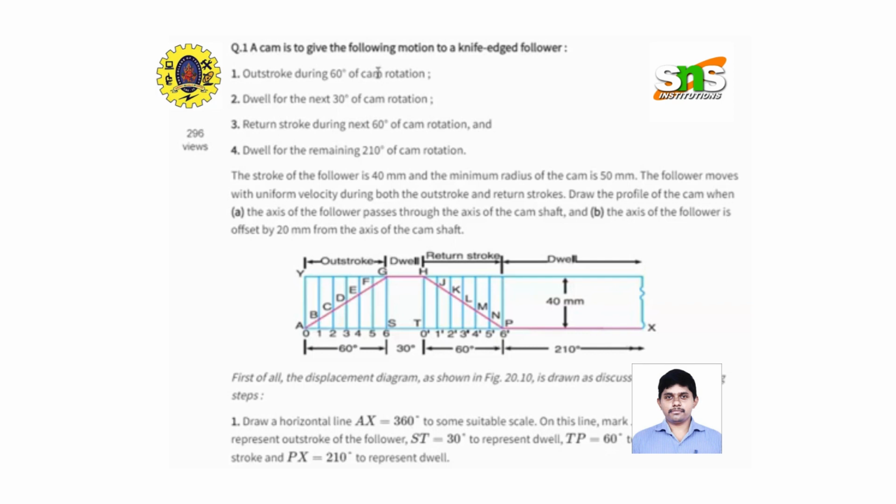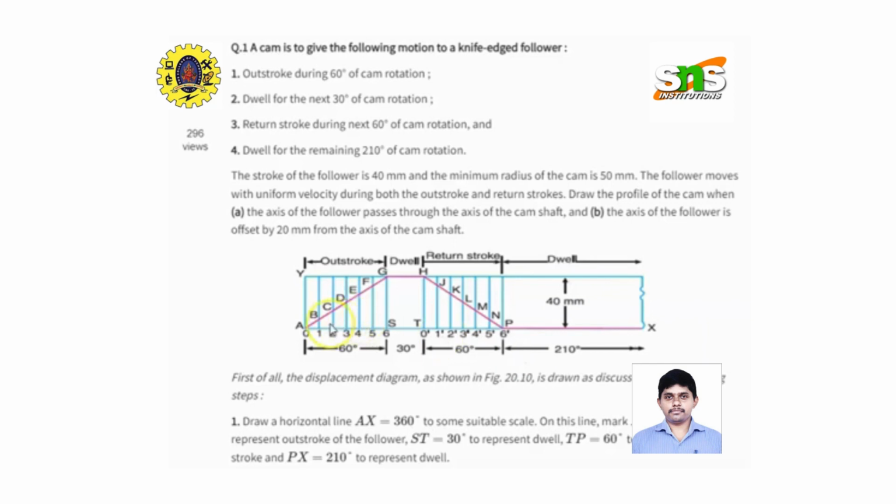So we need to solve the diagram. The first thing is to construct a rectangular box. On the x-axis we need to draw the cam angle. The first given angle is the outstroke angle, mentioned as 60 degrees. Following that we have a dwell of 30 degrees, and again a return stroke for 60 degrees, and after that we again need to draw the dwell. Based on the given data, we need to construct this diagram.